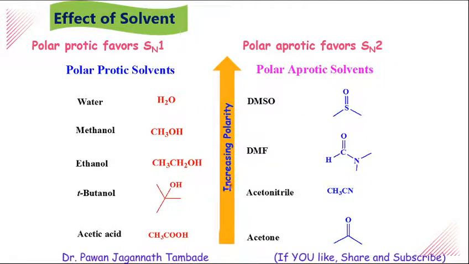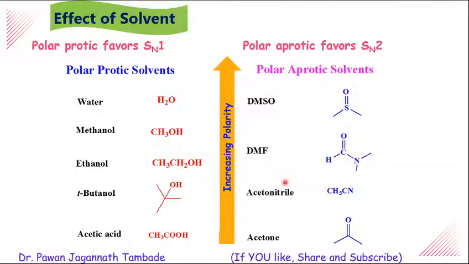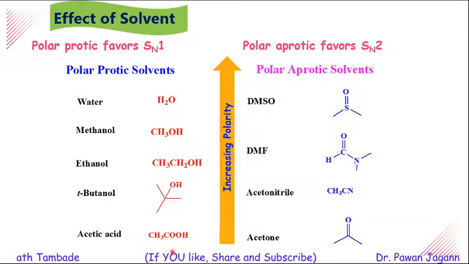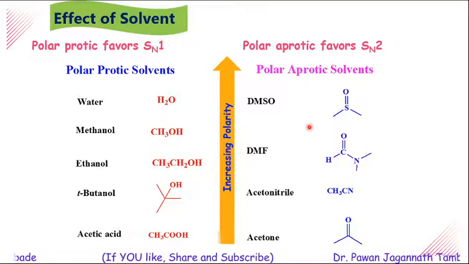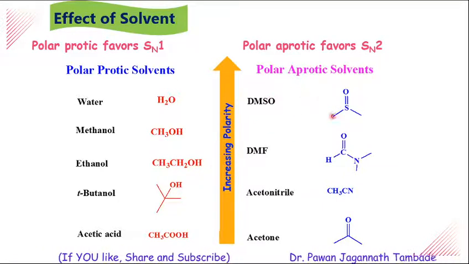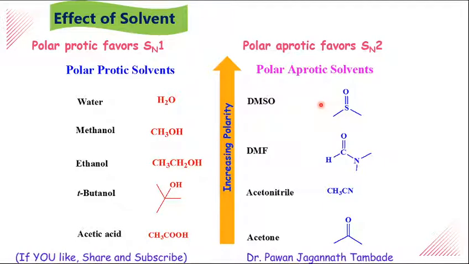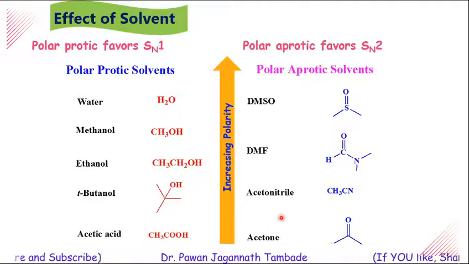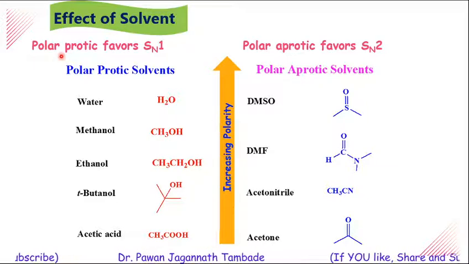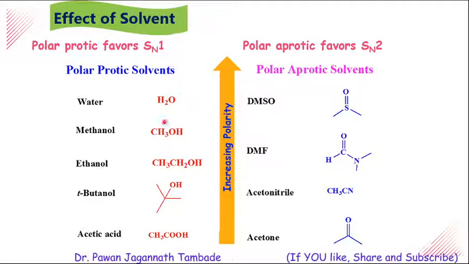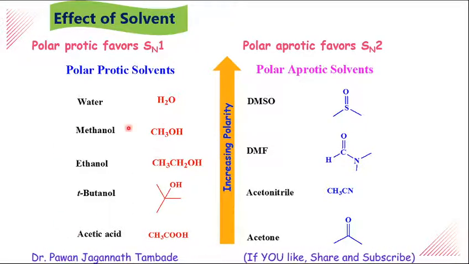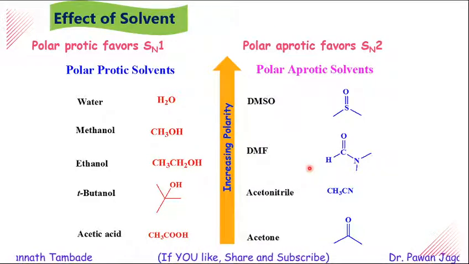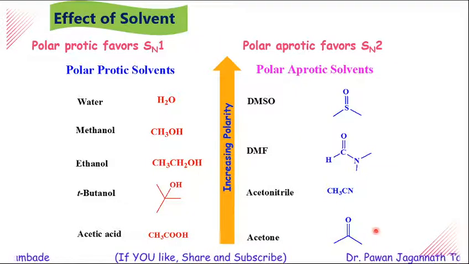And the polarity increases in this particular fashion. Water is more polar than alcohols, than acetic acid in this particular example, and in case of polar aprotic, DMSO is more polar than DMF, than acetonitrile, than acetone. So if we are having polar protic solvent, then it favors SN1 type of reaction, and if we are having polar aprotic solvent, then it favors SN2 type of reactions.